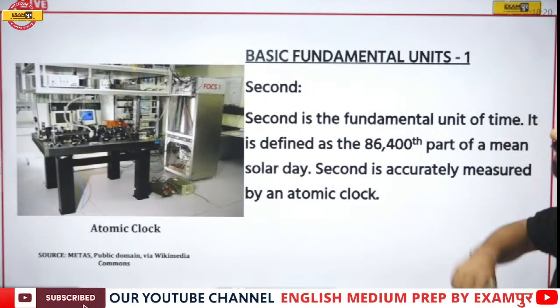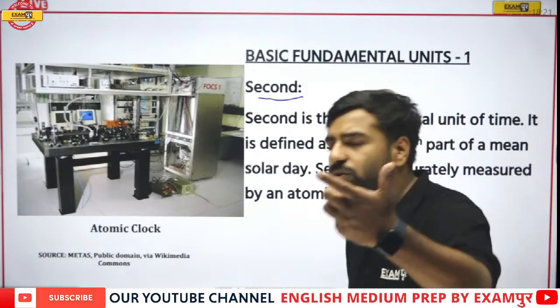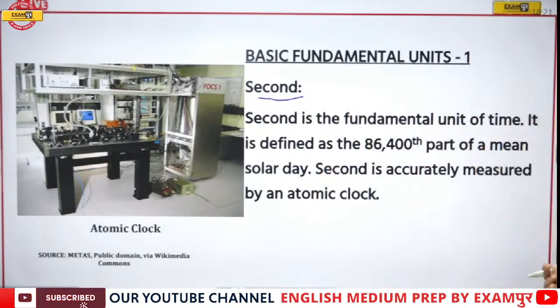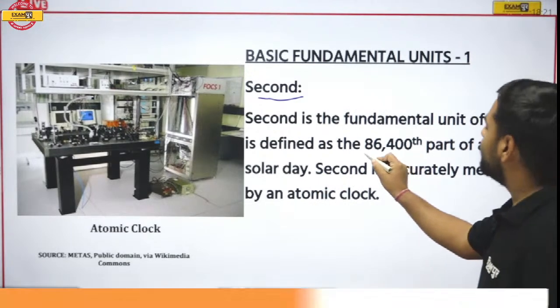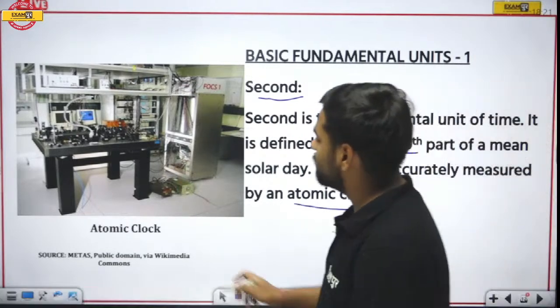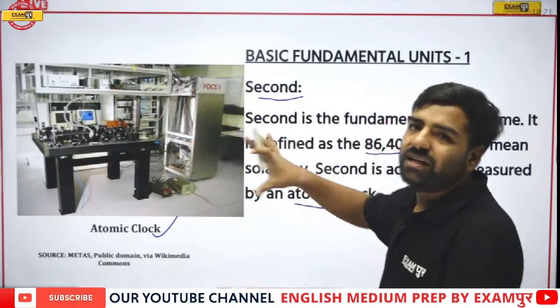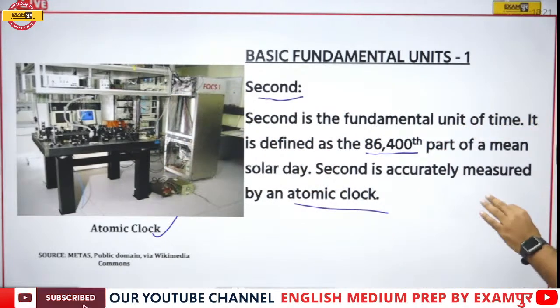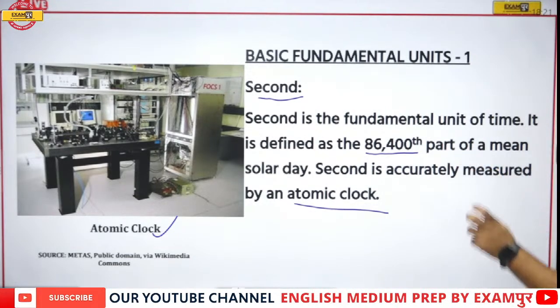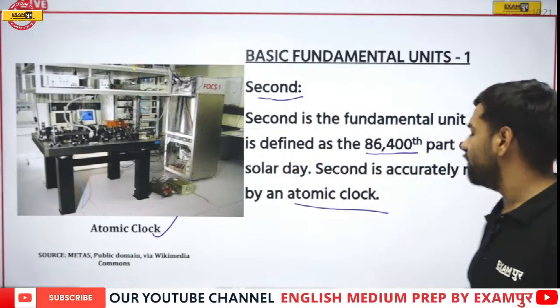Next, what is the definition for second? Again, there must be some sort of reference. Here, second is the fundamental unit of time. It is defined as the 86,400th part of a mean solar day. Second is accurately measured by an atomic clock. So this is the atomic clock. Just have a look. From here, you can understand what is second. So second is a fundamental unit of time, defined as the 86,400th part of a mean solar day. So here we come with the exact definition of a second.